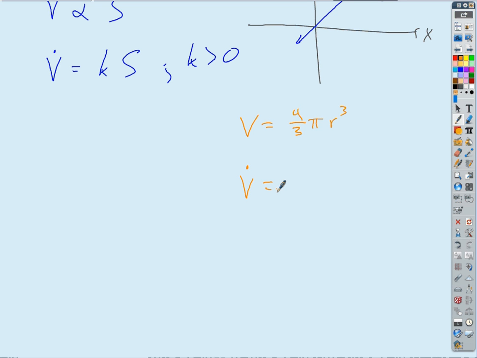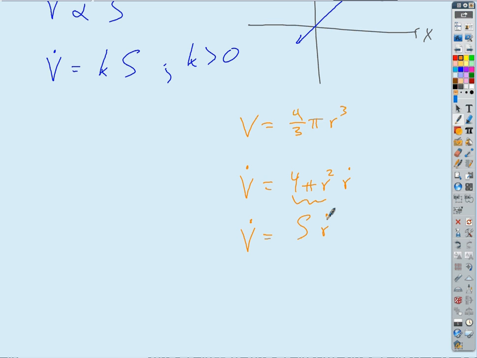4/3 pi times 3, which would be 4 pi r squared r dot, right? Okay, 4 pi r squared, does that seem familiar? What is that the equation of? Is that surface area? That's the surface area of a sphere. So someone came up with that: V dot is equal to S r dot, right? Does that make sense?